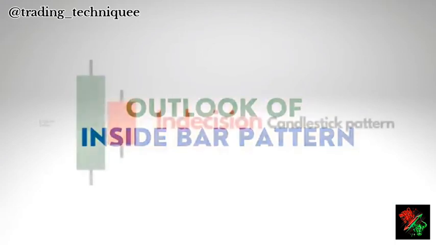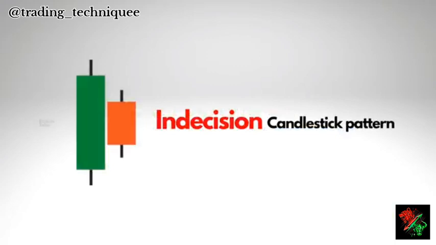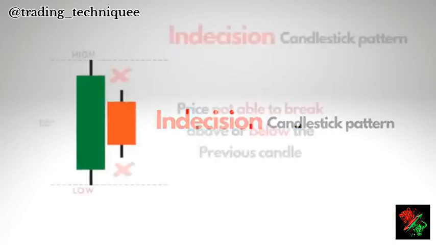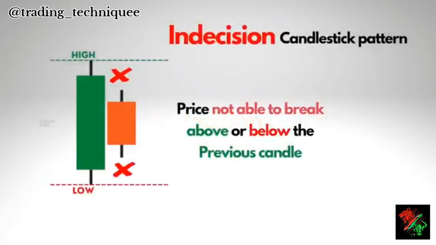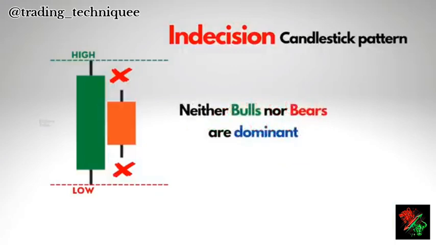Now let us talk about the nature of an inside bar, or the outlook of an inside bar in the market. The inside bar is an indecision candlestick pattern. The inside bar is formed because the price was not able to break either the high or the low of the previous session or the previous candle. This tells us that neither the bulls nor the bears were in control during the session. This is very important information when used correctly.